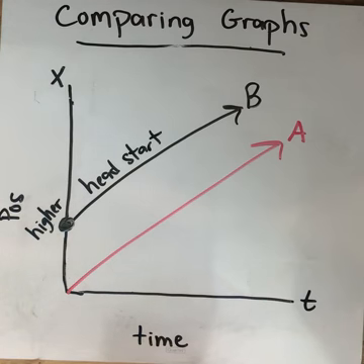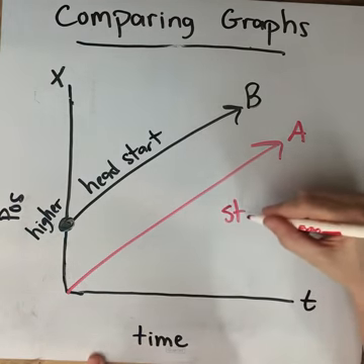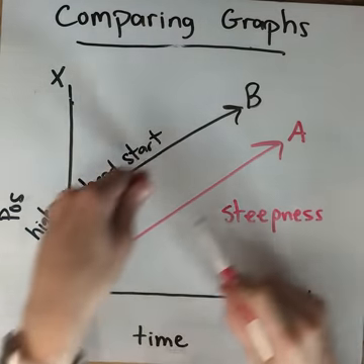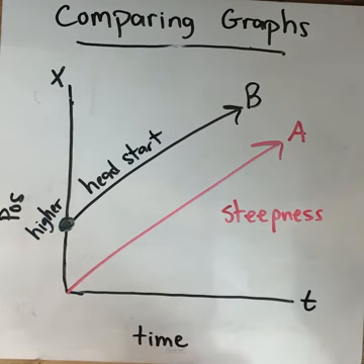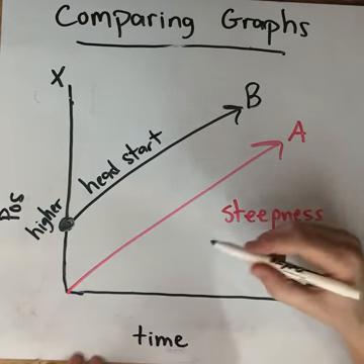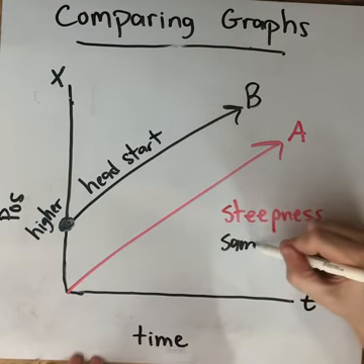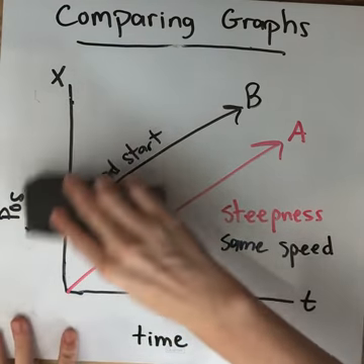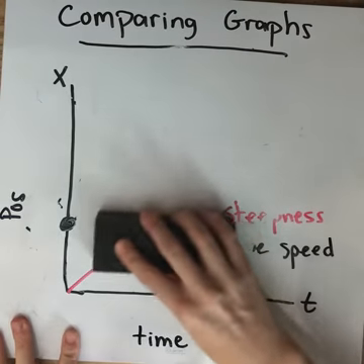How are these graphs similar? Notice that they have the same steepness. In other words, they're parallel. What this means is that both objects are going the same speed. So this is something that they have in common, something that makes them the same. Let's look at one more example.